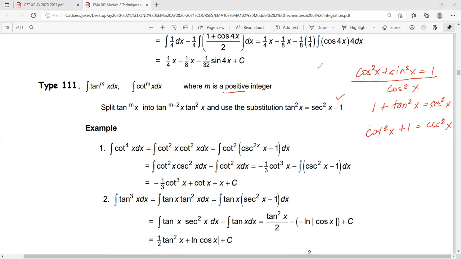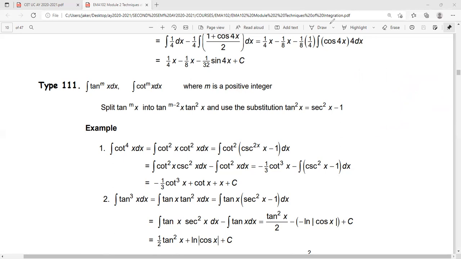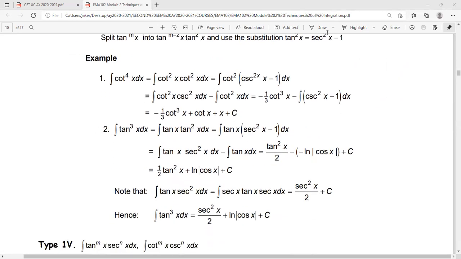Now, we go to the examples that are written here. We'll check on them one by one. So example 1, cotangent of x raised to 4. So it's positive. So meaning, class, if it's your tangent or cotangent that is having a negative exponent, then you just have to invert it.